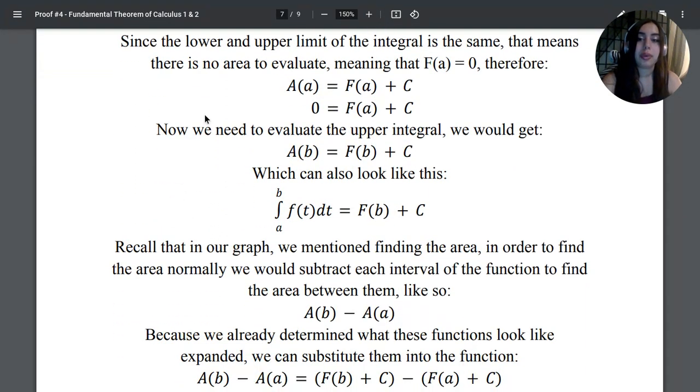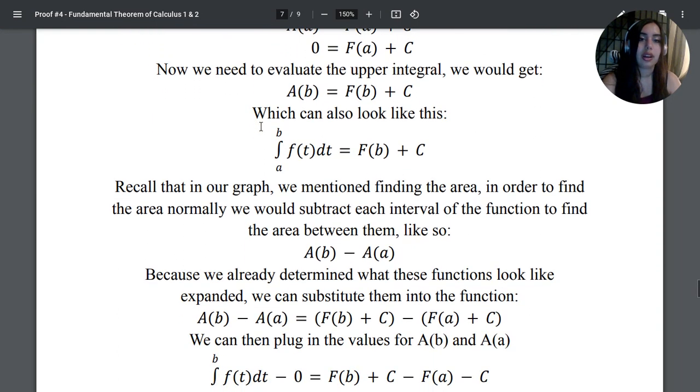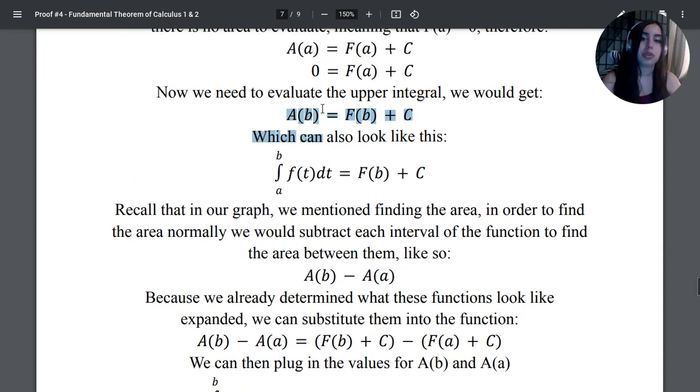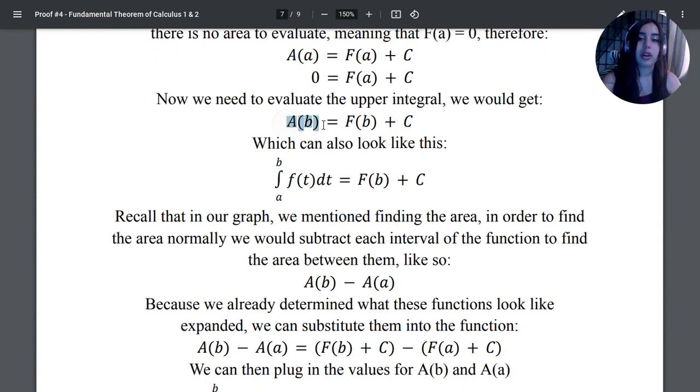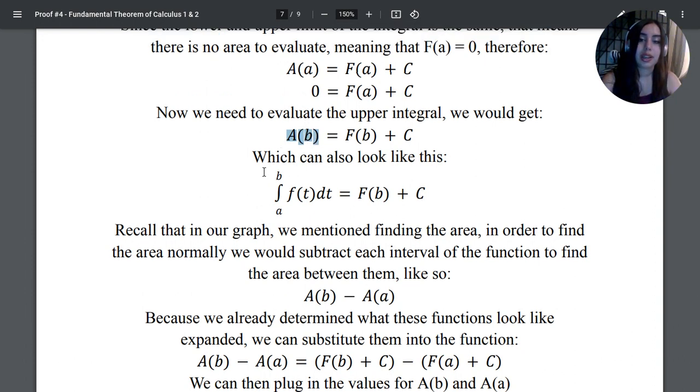Okay, now we need to evaluate our upper limit, which, because of the interval we're given, we would say is A of b, which would be equal to F of b plus c. And also we recall that since we're plugging in x equals b, it will also appear like this. The integral from a to b of f of t dt is equal to F of b plus c.